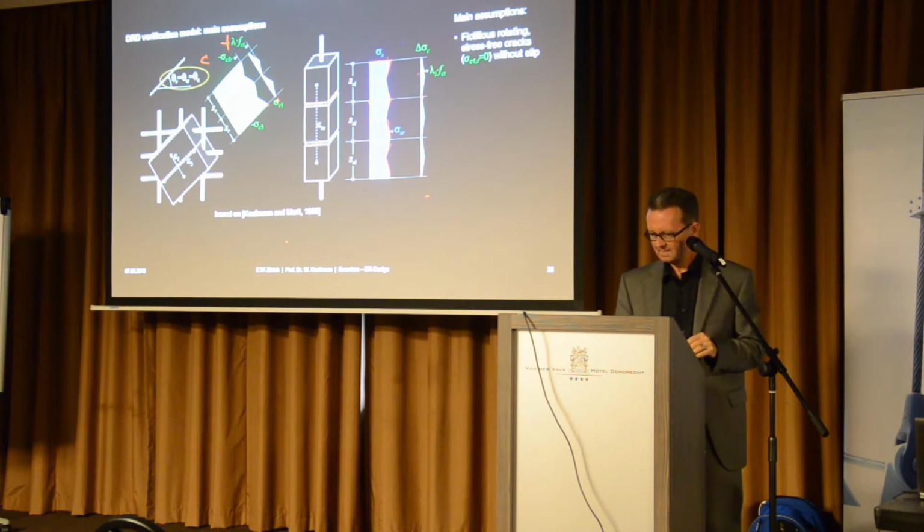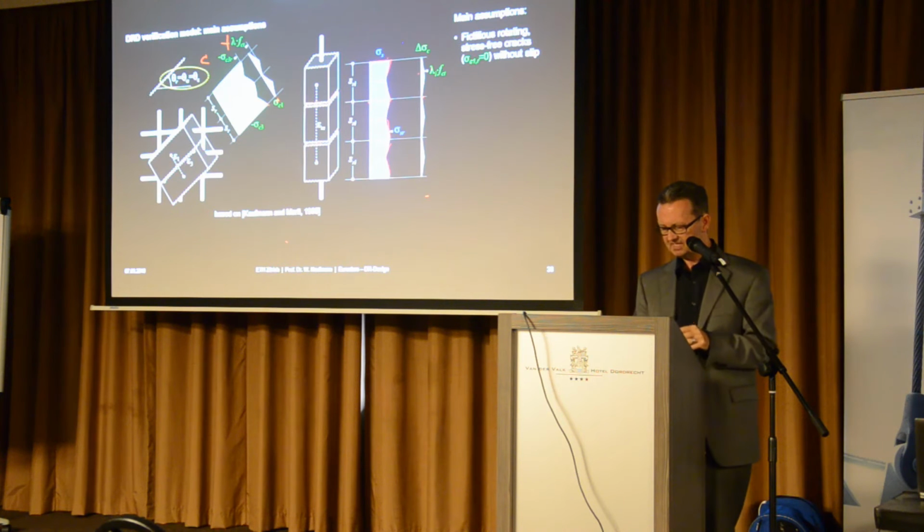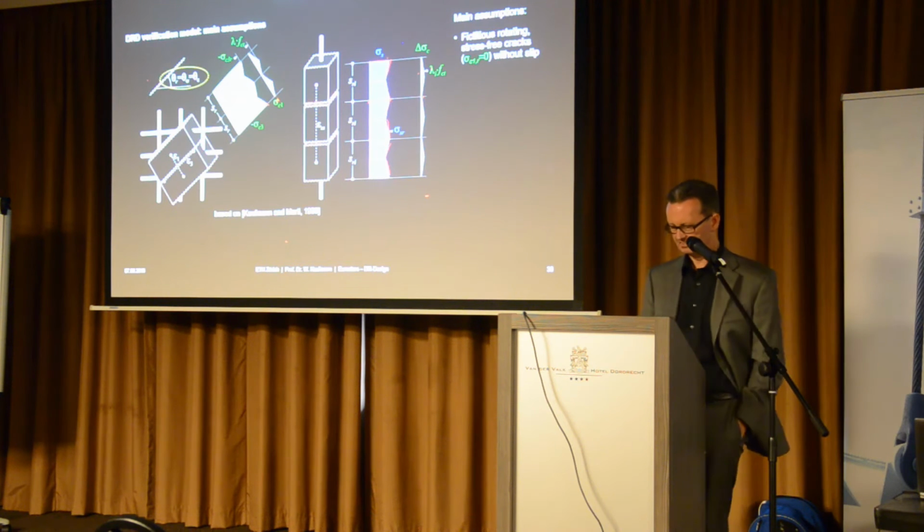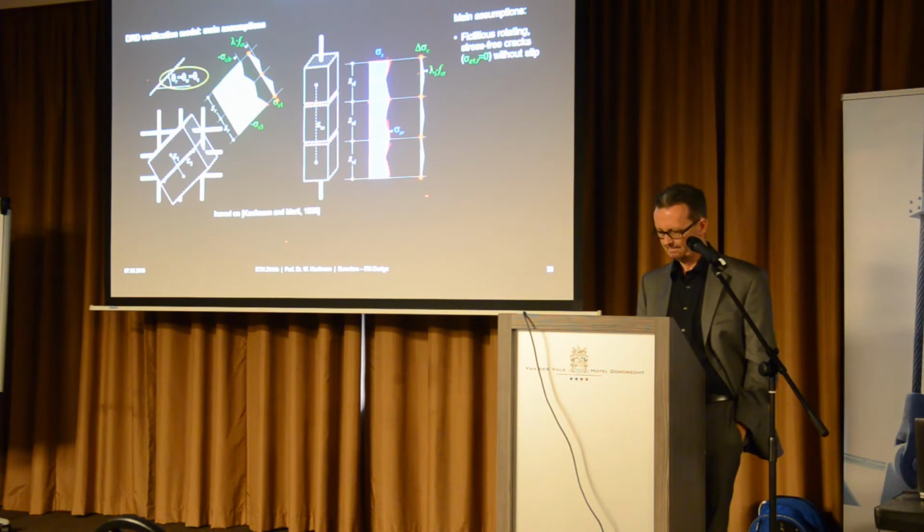Okay, so we assume these fictitious cracks stress-free. That means that principal stress and strain directions coincide. That's this orange ellipse. We have zero tensile stresses at the cracks.